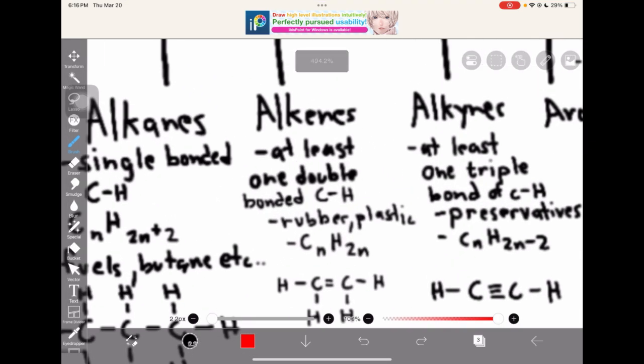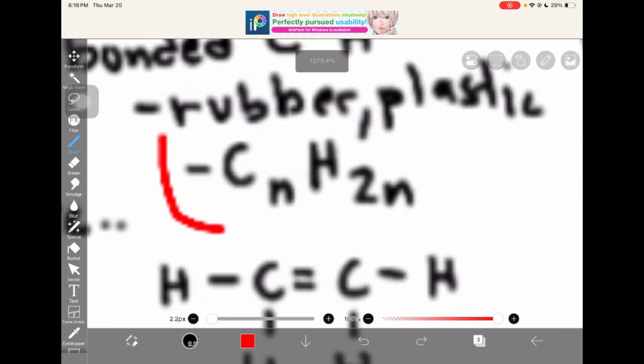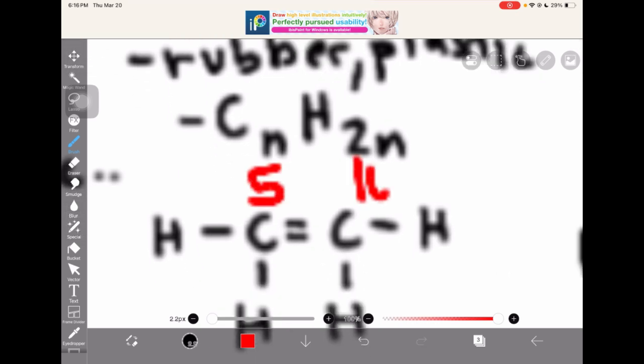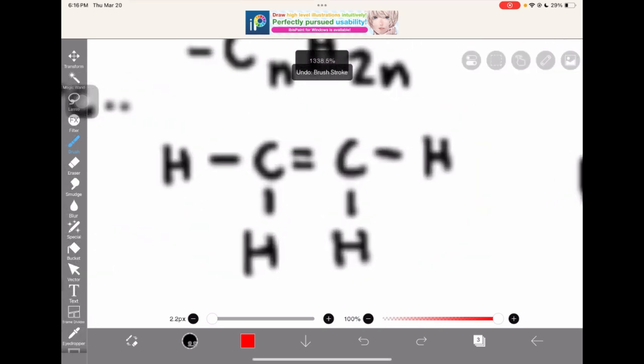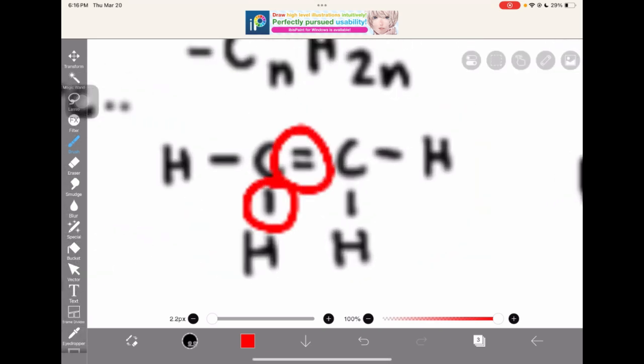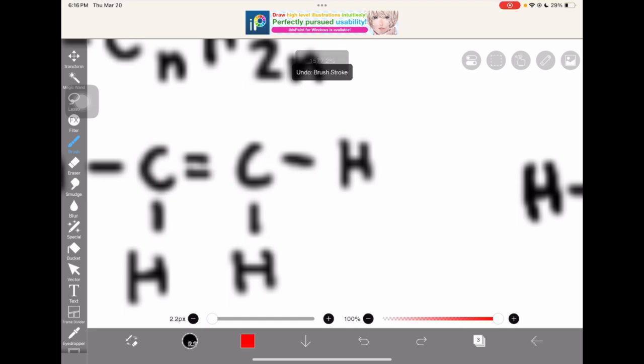Meanwhile, for alkenes, we have at least 1 double bond, and it's used in rubbers and plastic. The formula for this one is CnH2n, so just double the amount of hydrogen from carbon. So if this is 5, this one is 10. Drawing it looks like something like this, and as you can see, we have 2 lines over here, one line over there, and another line over there. That's 4. So one line here, one line there, one line there. Two lines here, so that's also 4.